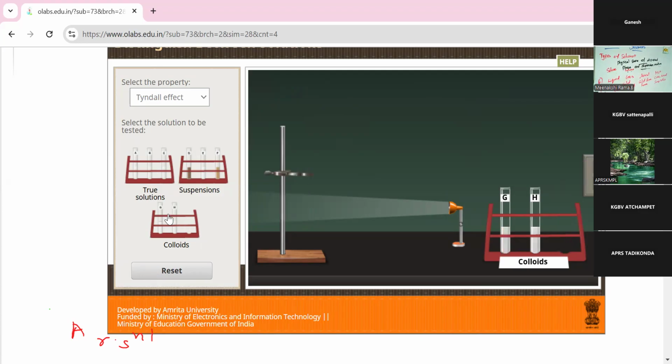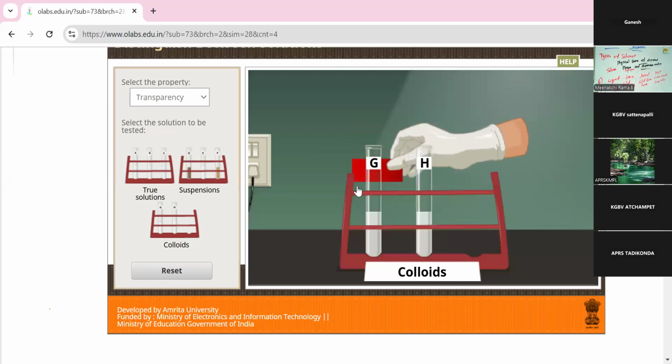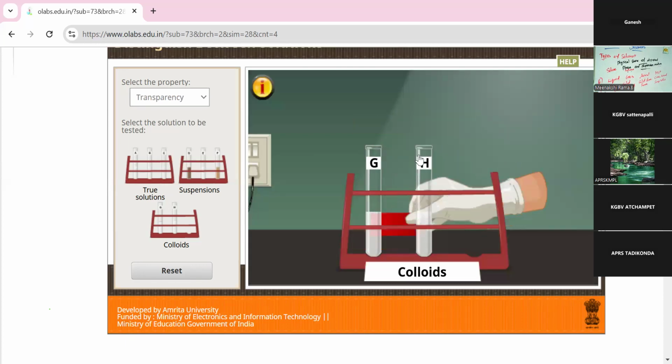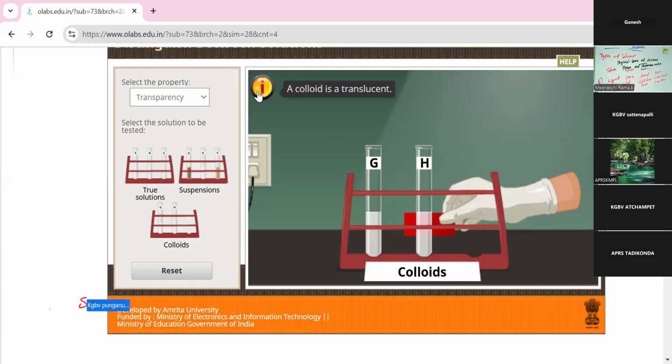Okay. So, next one is colloid. Colloid is only two test tubes. One is starch, another one is egg albumin. So first property is transparency. Here it is also opaque medium only. So it is not called opaque, not invisible. So not transparent, not opaque.